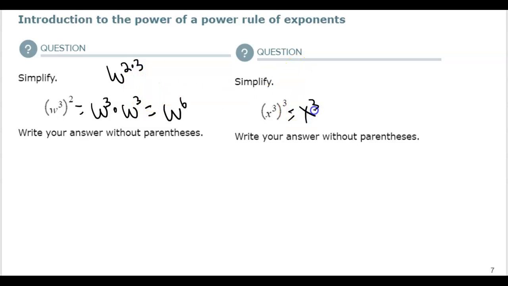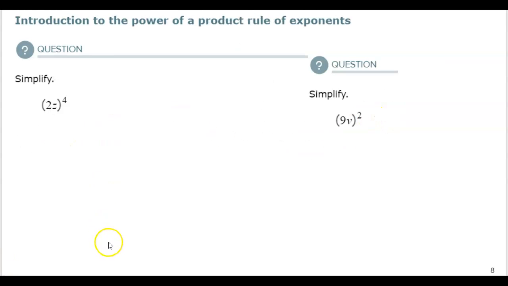So this one I'd have x to the third times x to the third times x to the third, x to the 9th, or you can think x to the 3 times 3. This is the same idea, except now I have constants. So this is like 2 to the 4th times z to the 4th, or 1 times 4. There's an individual 1 there. Go ahead, pause your screen, try this one on your own.